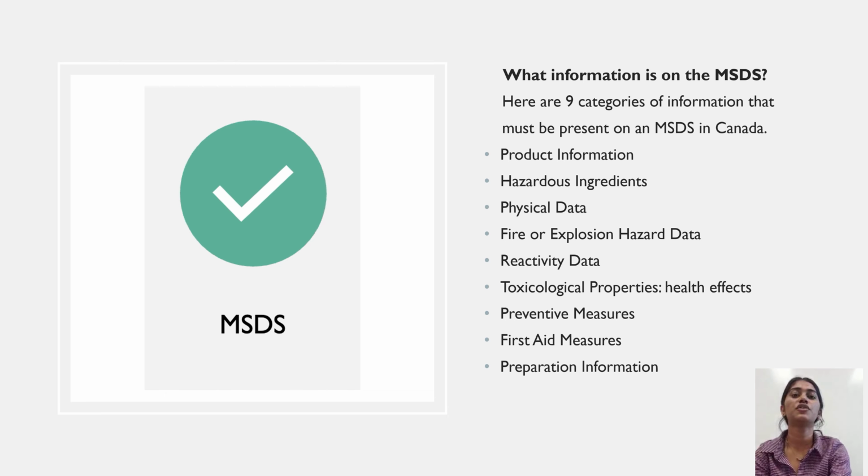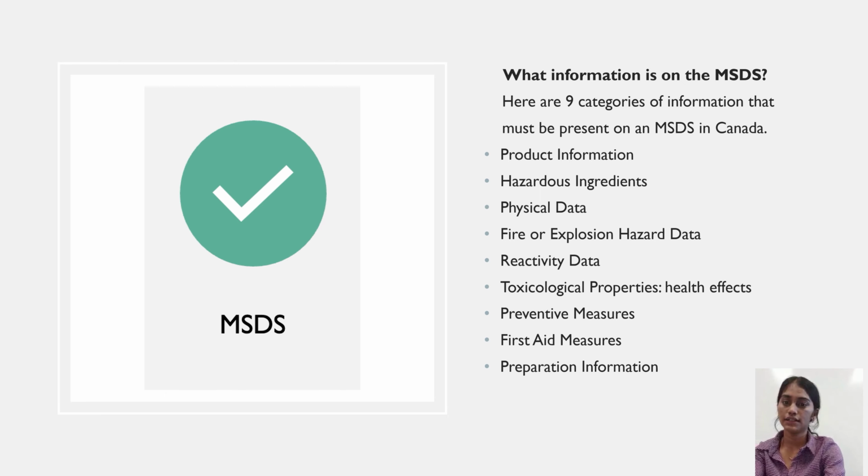First is the product information like the identifier, names, manufacturers, supplier names, addresses, and emergency contact numbers. Second is hazardous ingredients, which are specific. Third is physical data. Fourth is fire or explosion hazard data.